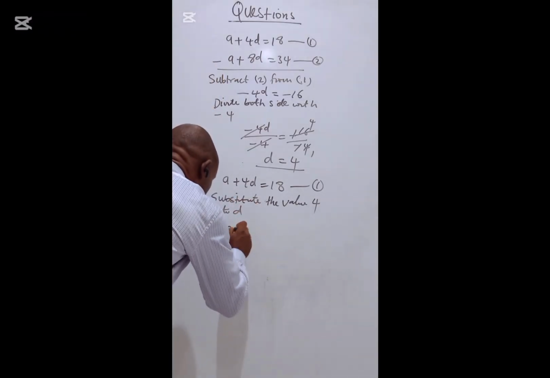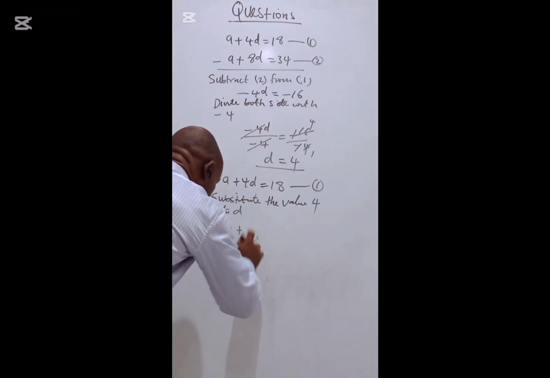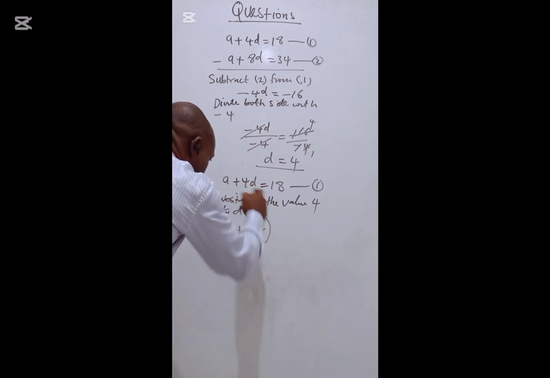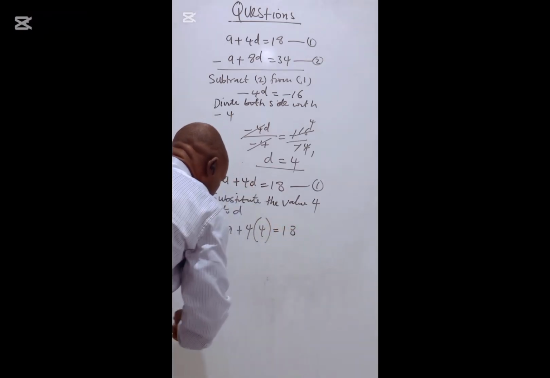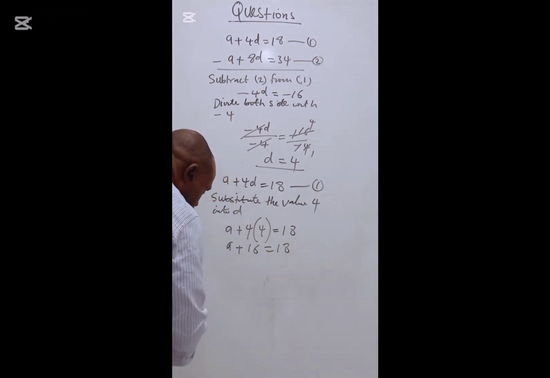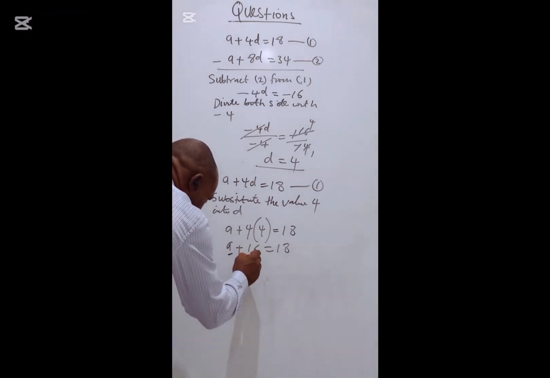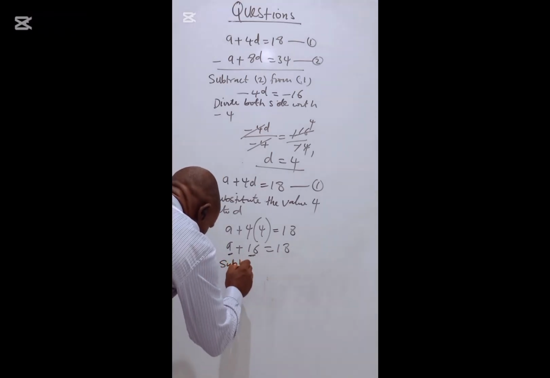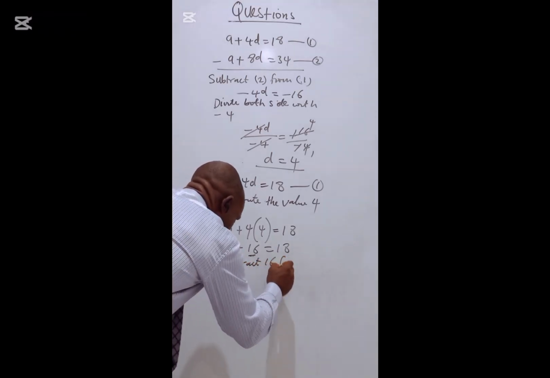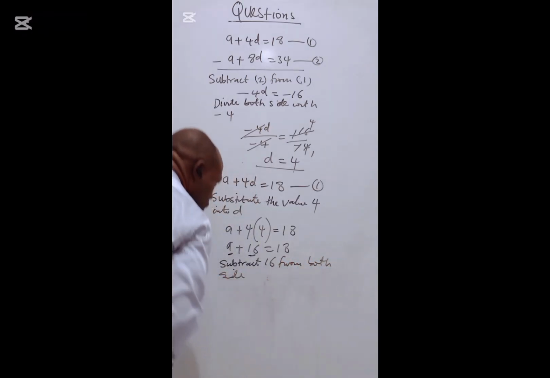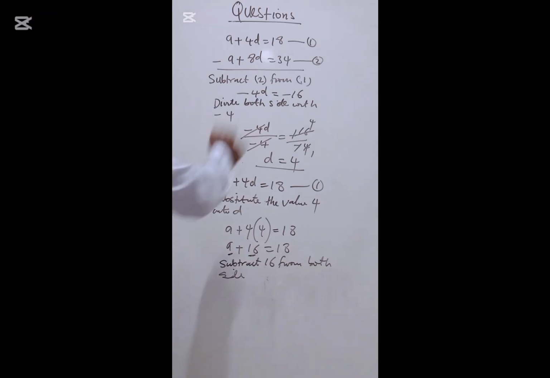So this becomes A plus 4 multiplied by 4. I'm going to put 4 in place of D, is equal to 18. So A plus 16 is equal to 18. To make A the subject of the formula and to eliminate 16, I'm going to subtract 16 from both sides of the equation.